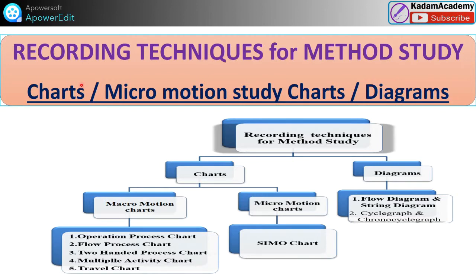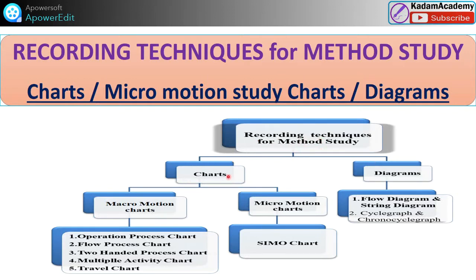Friends, today we are going to study the recording techniques for method study. Various method study techniques are there. In the method study, we have different steps. First, we have to select the job. In the second phase, we have to record the work related to that method. The operator will operate. Different recording techniques are shown to you in this flow diagram. See recording techniques for method study.